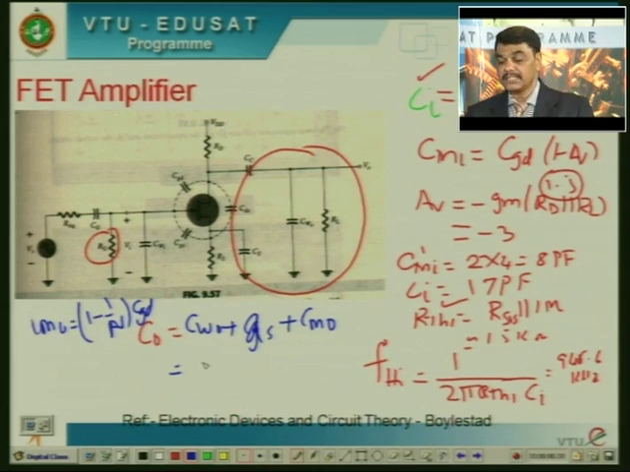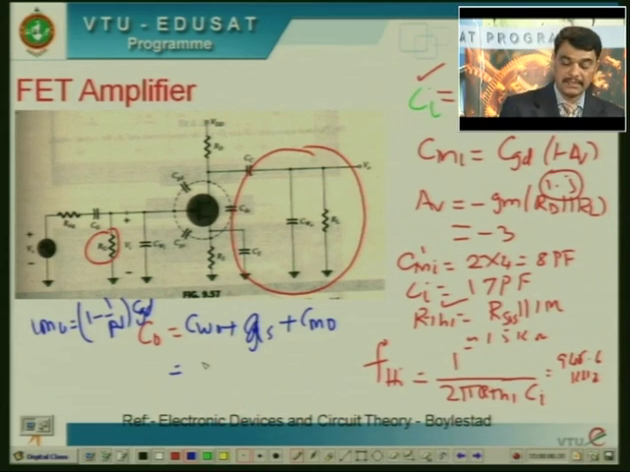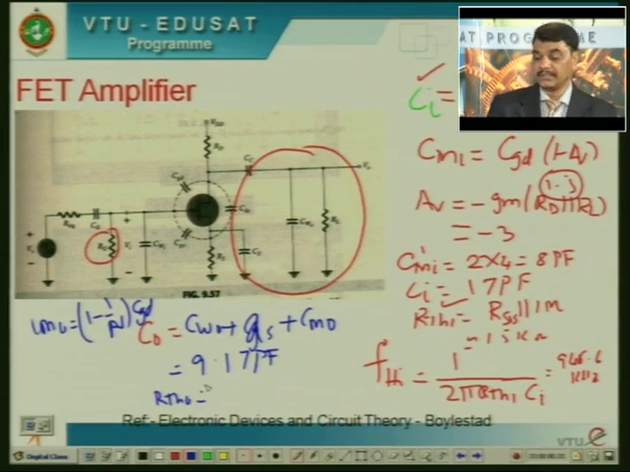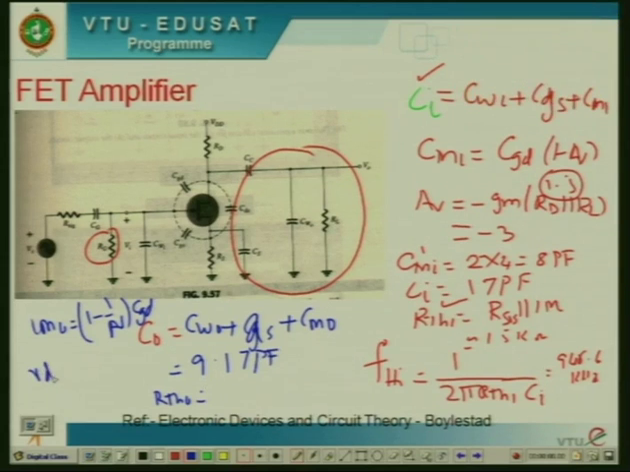If you are calculating this value, that Cπ naught value is equal to 9.17 picofarad, and Rth naught is a parallel combination of Rd, RL and Rd. Their Rd value is not given, therefore, you can assume that Rd value is equal to infinity. This Rth naught is equal to Rd in parallel with RL, this value is equal to 1.5 kilo ohm.